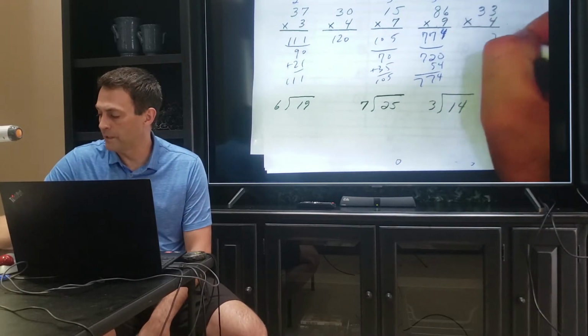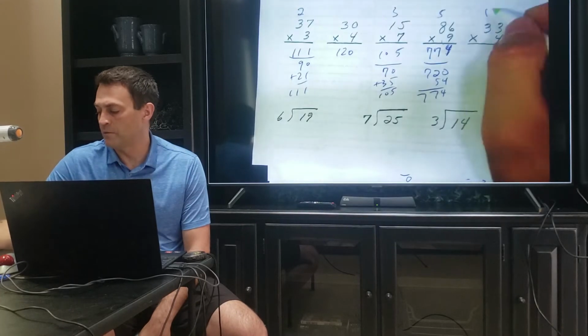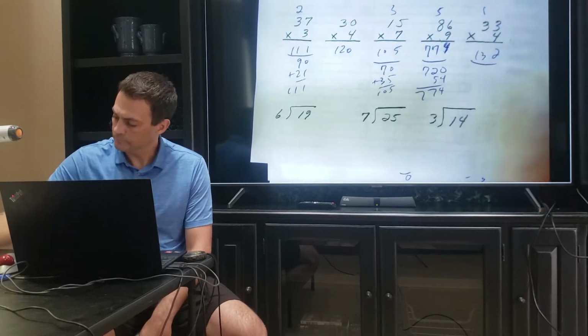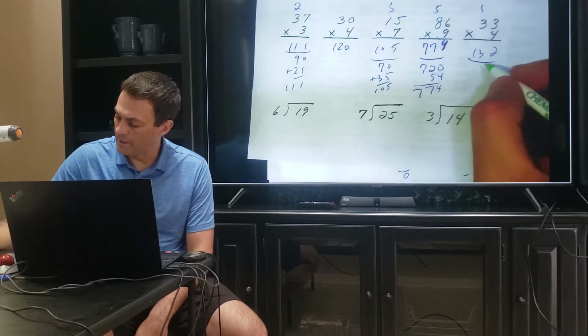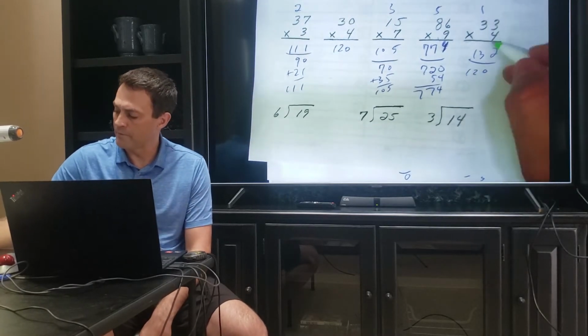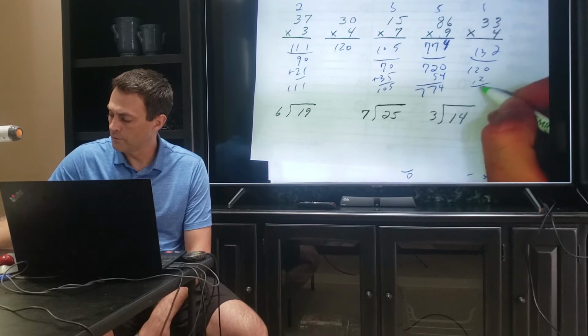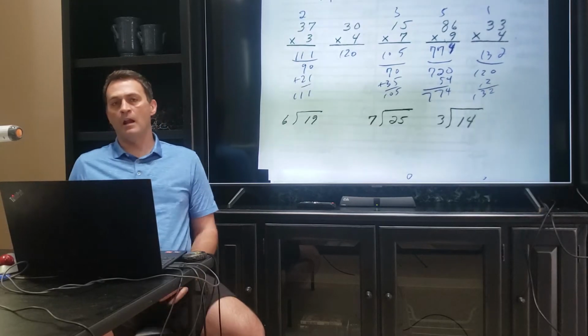All right, 33 times 4. 3 times 4 is 12. Carry the 1. 3 times 4 is 12. Plus 1 is 13. Boom. 30 times 4 is 120. 3 times 4 is 12. 2, 3, 132, 132. All right, on to the new division.